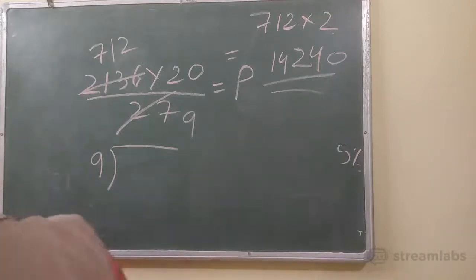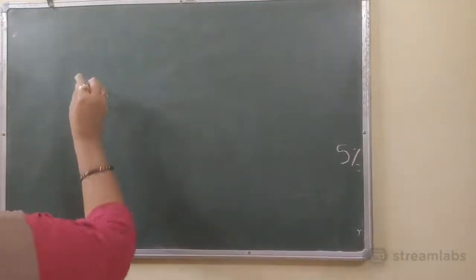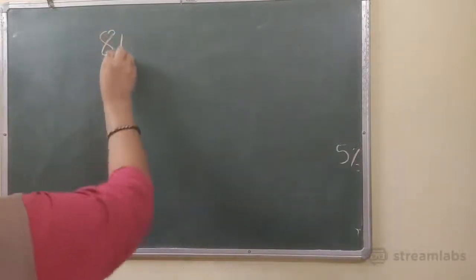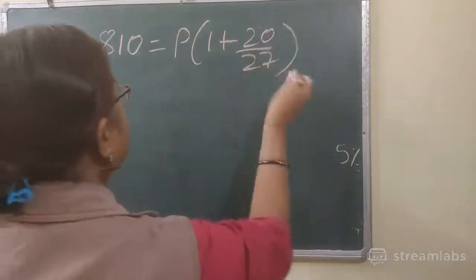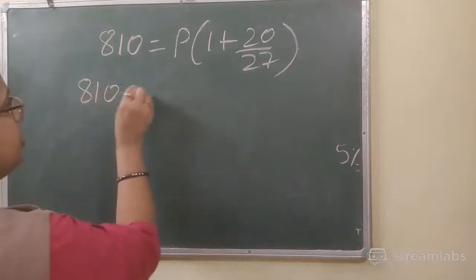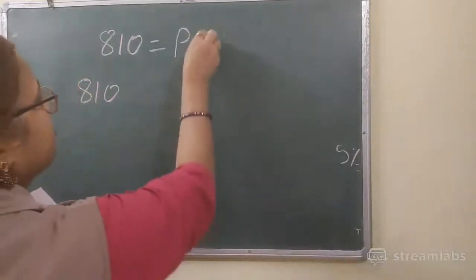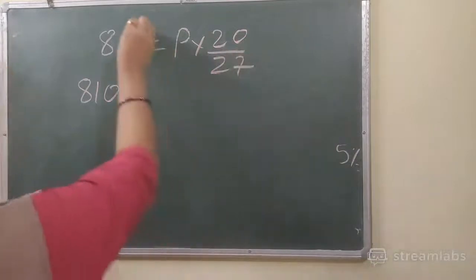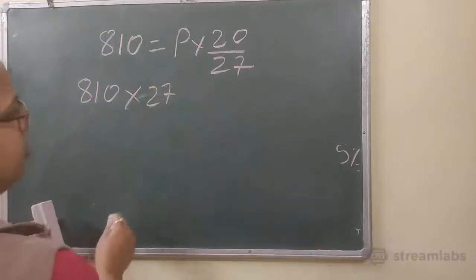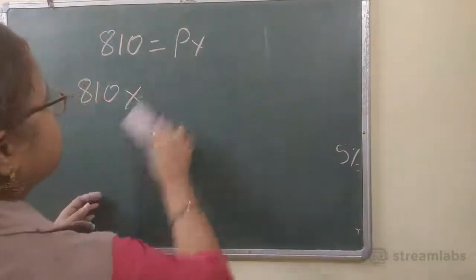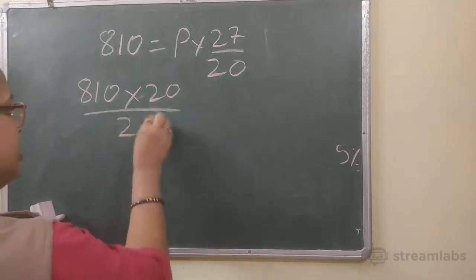Oh, something is wrong here. We have to find out... No, the amount is given as 810. Yes, yes. 810 is equal to P(1 + 20 by 27), so this is the amount given in the question. So P will be equal to 810 divided by 27 by 20, which means it will be 20 by 27.